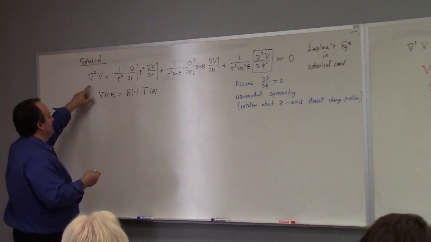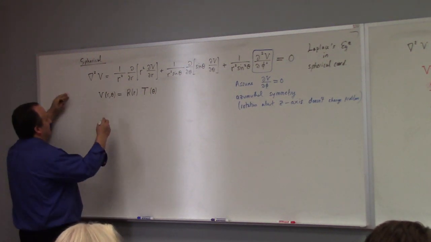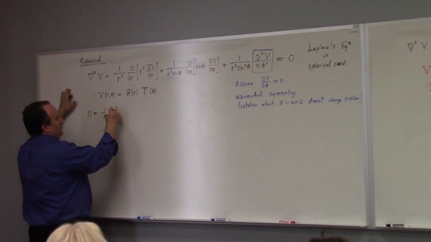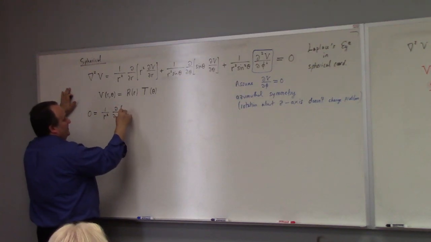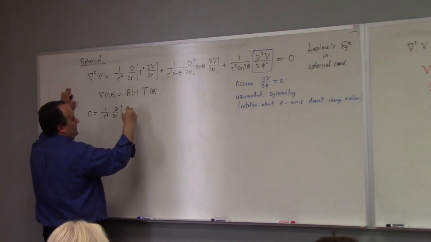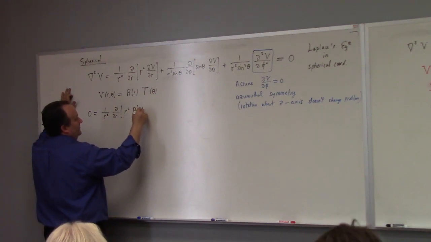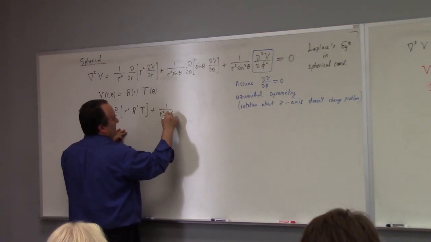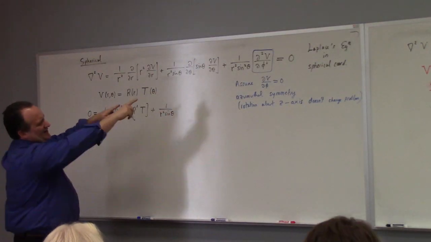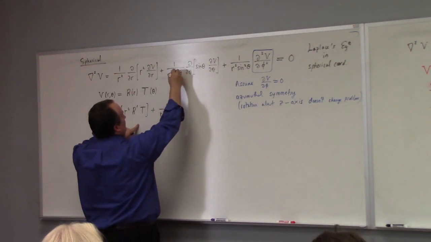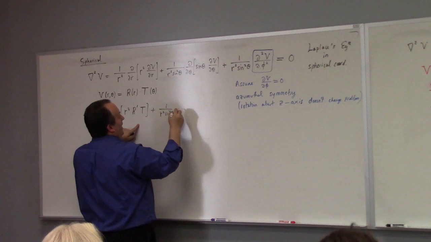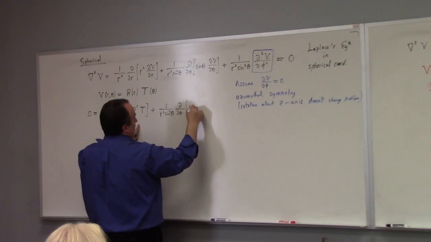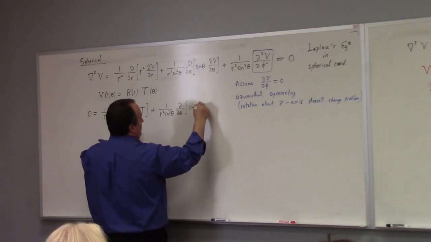But if I plug that in here, I've got 1 over r squared, partial r, of r squared, if I take the r derivative of this, I get R prime T, plus 1 over r squared sine theta. Is that a sine squared? If it's squared there, it's squared here too. It's r squared sine squared theta. But partial theta of sine theta R T prime.